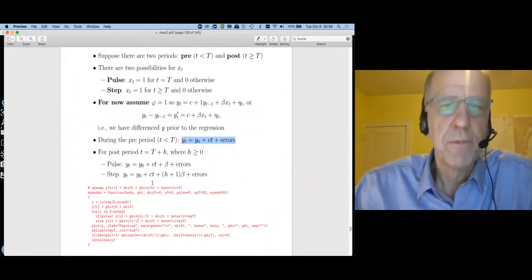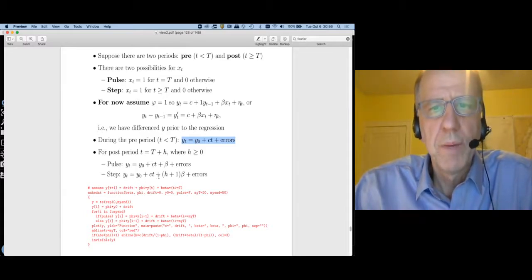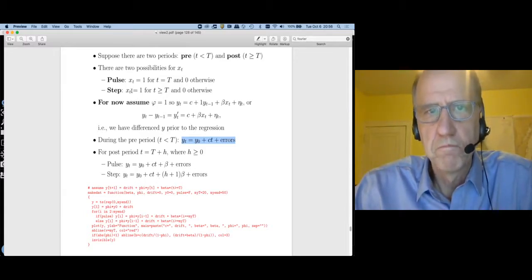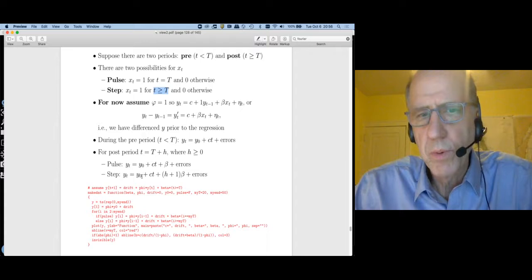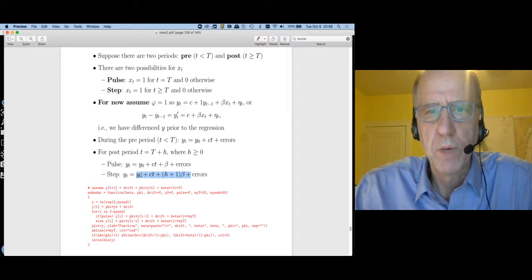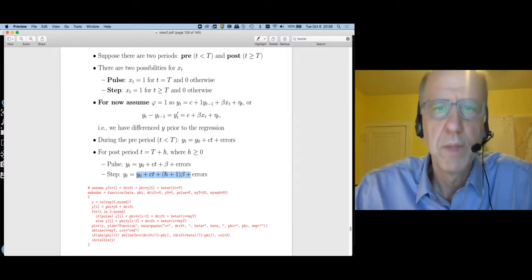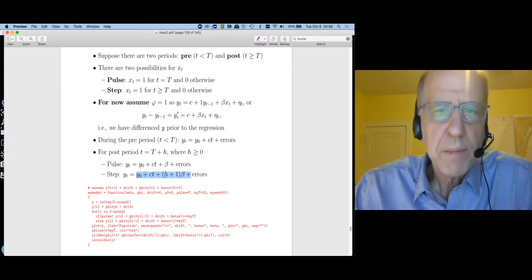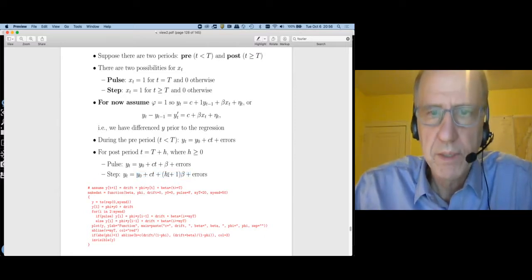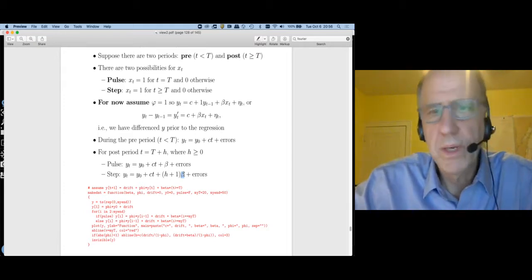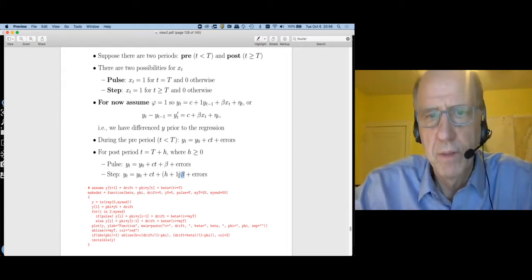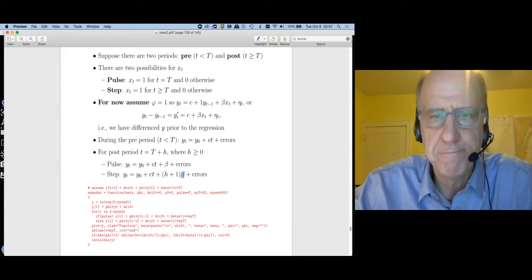What about for the step function? Well, for the step function, remember these x's will stay at 1 for all values greater than t. In that case, what we end up with is an equation that looks like this. So we have y0 plus ct, and then however many periods I go beyond big T, plus 1, that's how many times the slope changes by beta. So what we can think about is the slope after big T is going to be c plus beta.